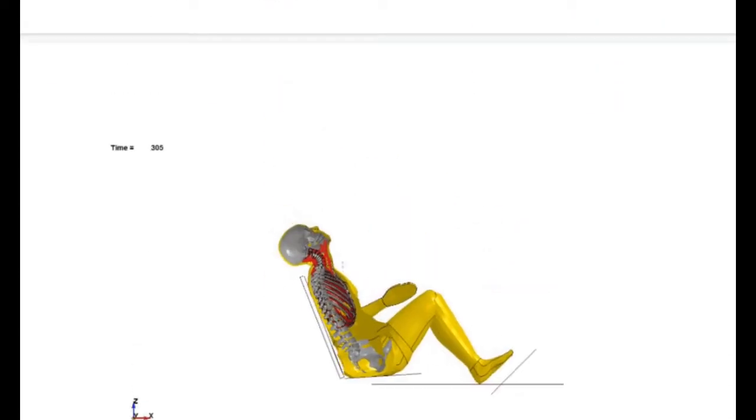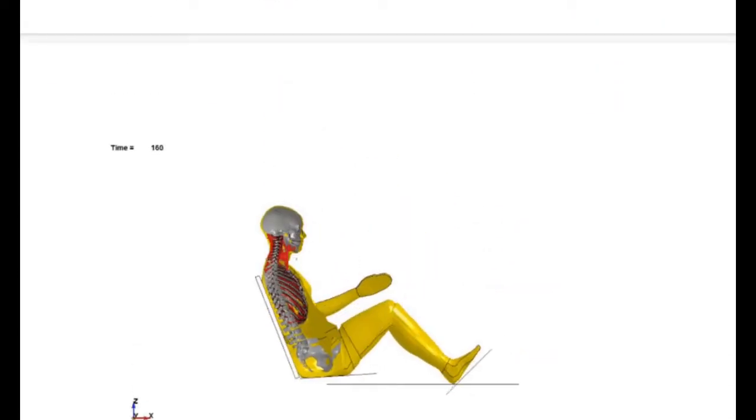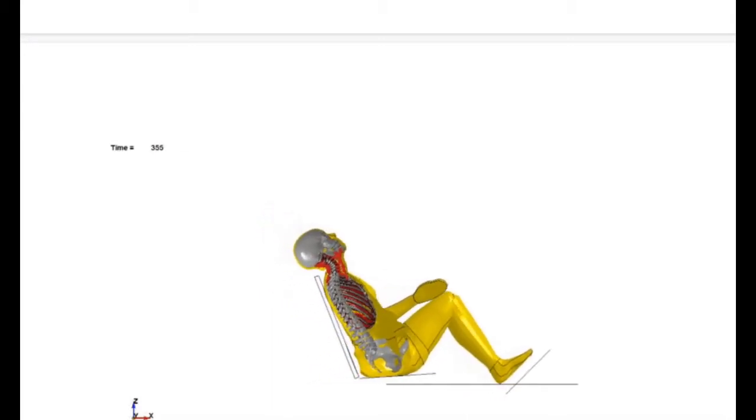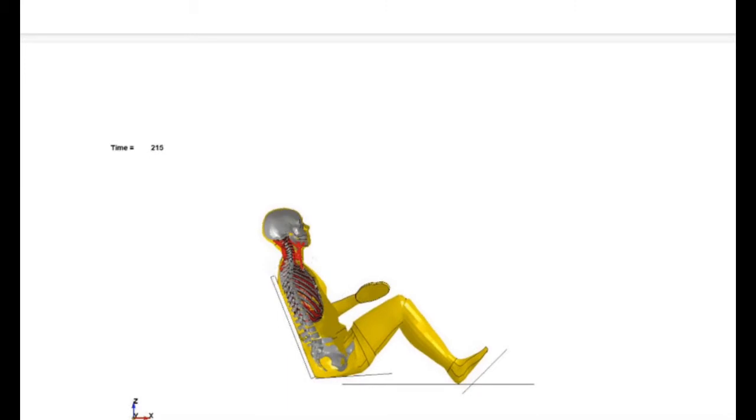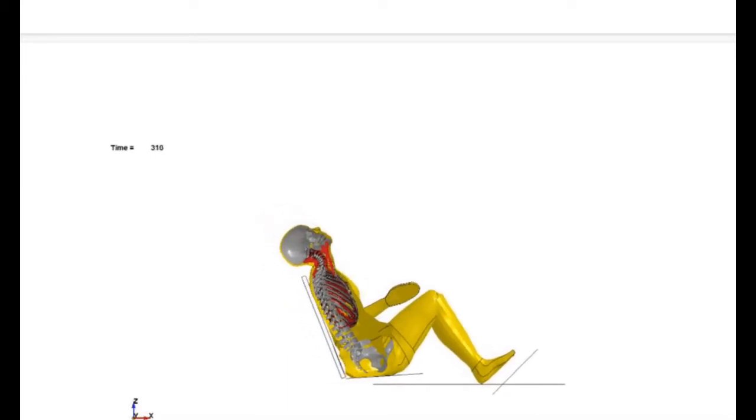Here's a simulation, which is the resting hyperextension, and then the head is going to bounce forward and cause hyperflexion.